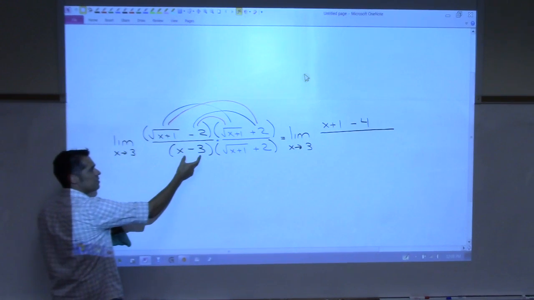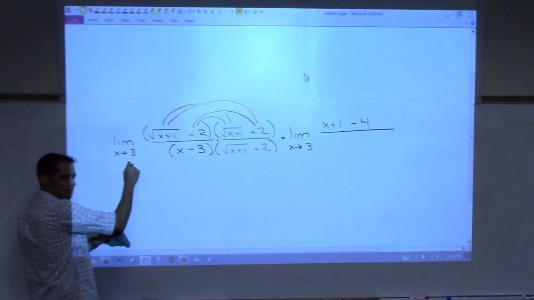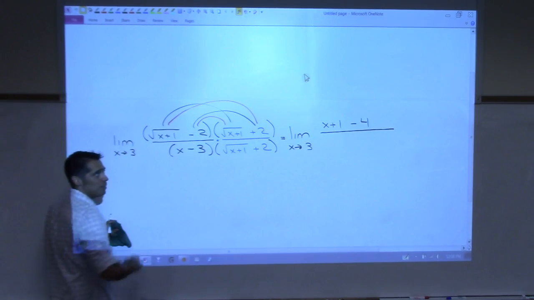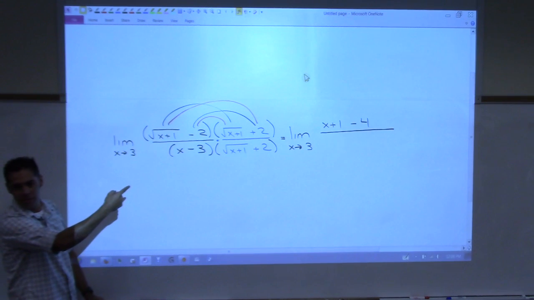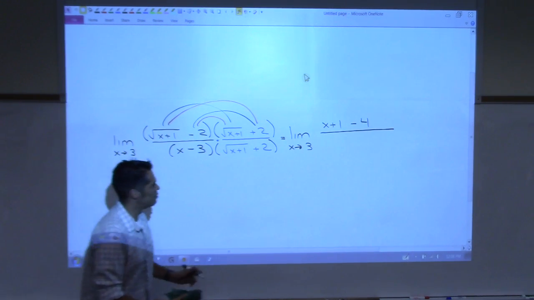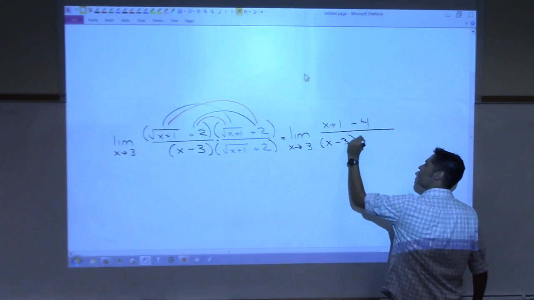Because this factor, x minus 3, is the part that's going to 0 when x goes to 3, we want that to cancel with something on top. And look, amazingly, it's going to. It's crazy how this works. But it does.